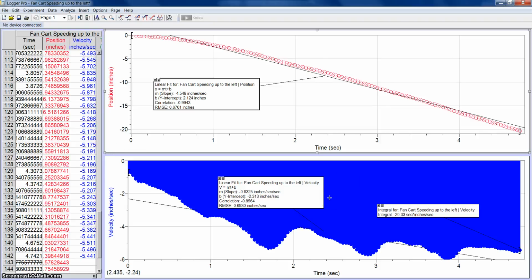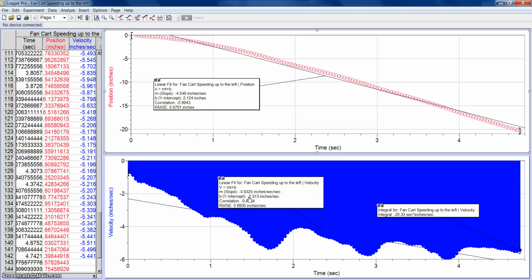All right, so for our velocity graph, we should have gotten a velocity with a linear line, but obviously we didn't get that because nothing's perfect in the world. So for velocity, we got this equation: velocity equals our slope times our time plus our v naught. Our slope is negative 0.8325 inches per second squared, which is actually our acceleration, meaning that we are accelerating in a negative direction.